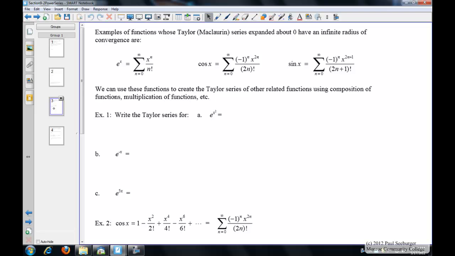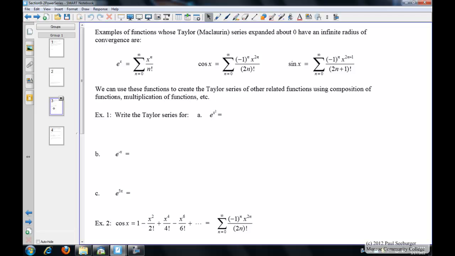We're going to talk about this idea of radius of convergence in a moment, but basically infinite radius of convergence means that these series, e to the x, cosine x, and sine x, are equivalent to the functions they represent on the entire real line. And we're going to verify that for e to the x in a moment.